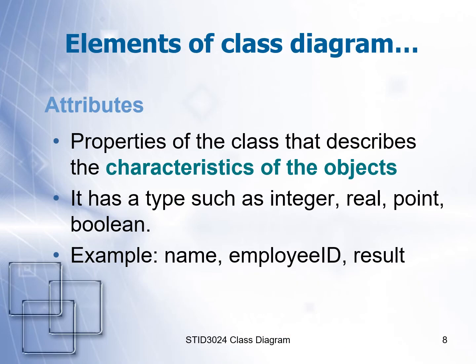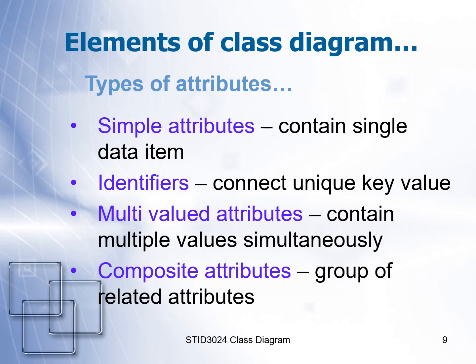Okay, within a class diagram, you need to identify the attributes. So attributes are like the data that you want the class to represent. It can be in different types: integer, real number, decimal numbers. It can be Boolean, string, and so on. Right? It can be in different kinds, either a simple attribute, meaning that it has only a single data, or it can have ID, a unique key value, or it can be multi-value or composite.